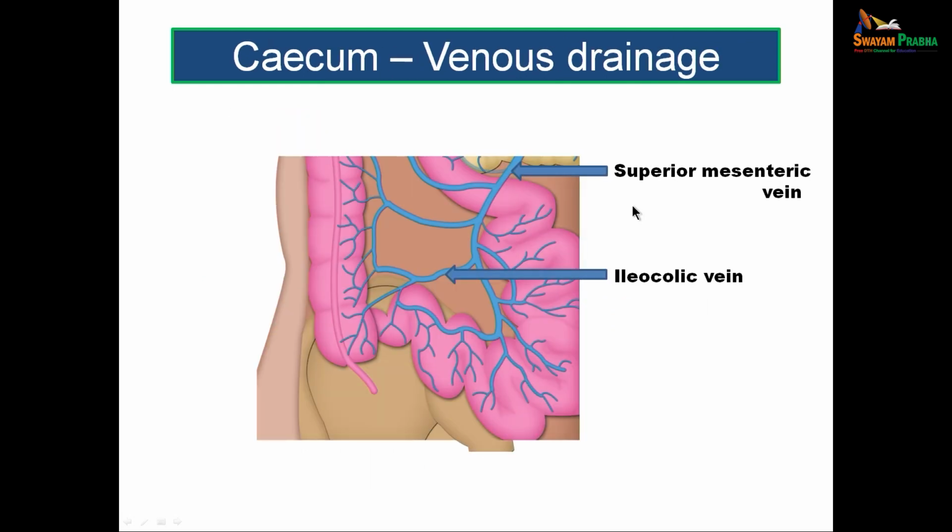Next, let us look at the venous drainage. The veins follow the arteries and they will be going to the ileocolic vein. So, anterior and posterior cecal veins will end in ileocolic vein, which ends in superior mesenteric vein, and superior mesenteric vein is a formative tributary of portal vein. So, cecum will be draining into the portal venous system.